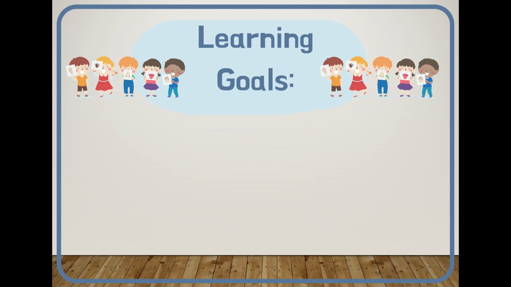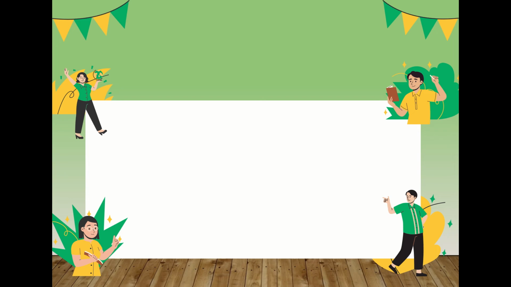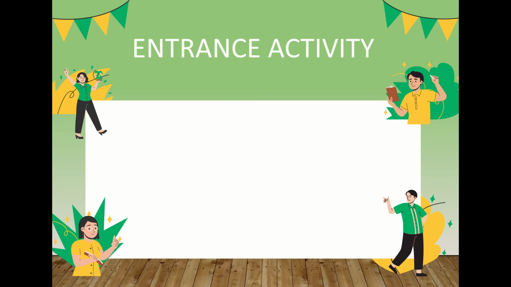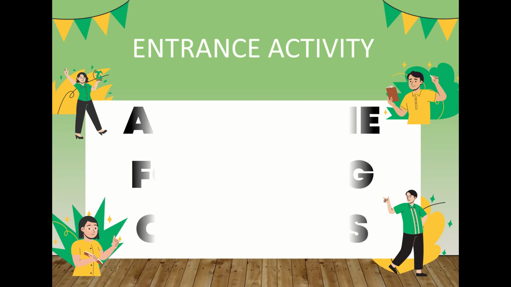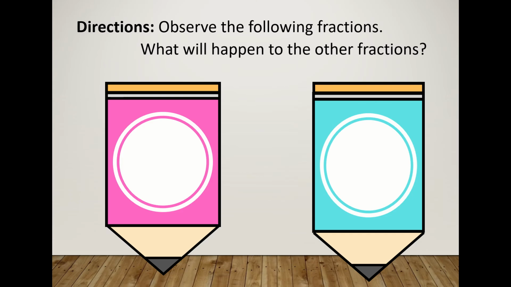Next, let's check our learning goals. Our learning goal is to perform division on rational numbers, meaning to say, at the end of the lesson, you need to understand how to divide fractions. Now, let's try to answer the entrance activity. Answer the following questions. Directions. Observe the following fractions and what will happen to the other fractions.